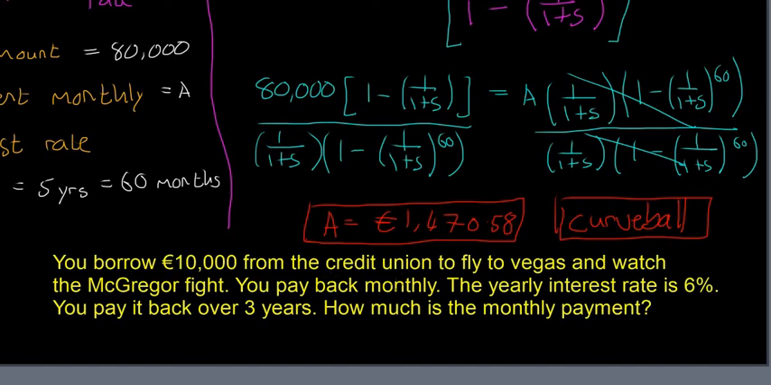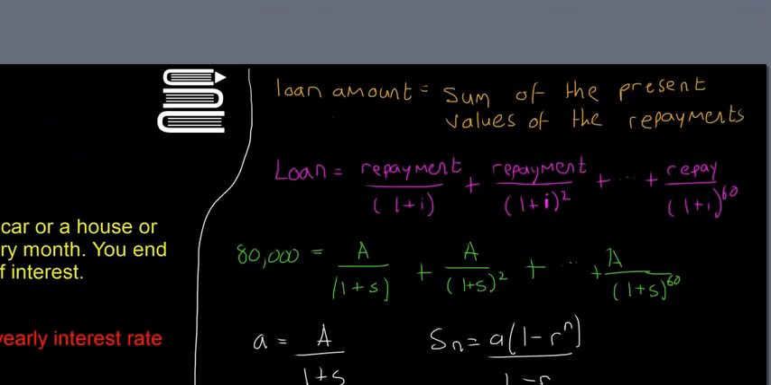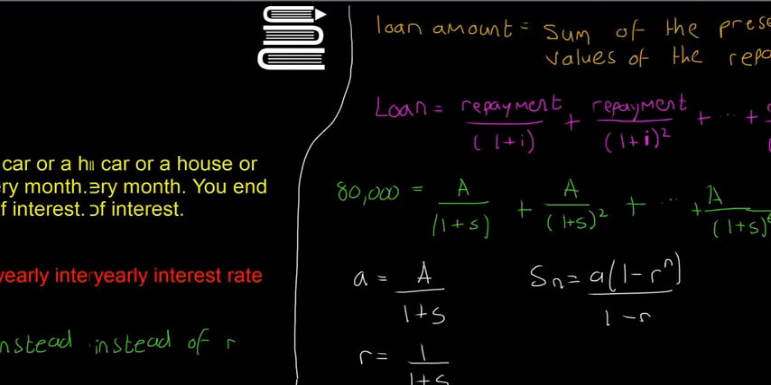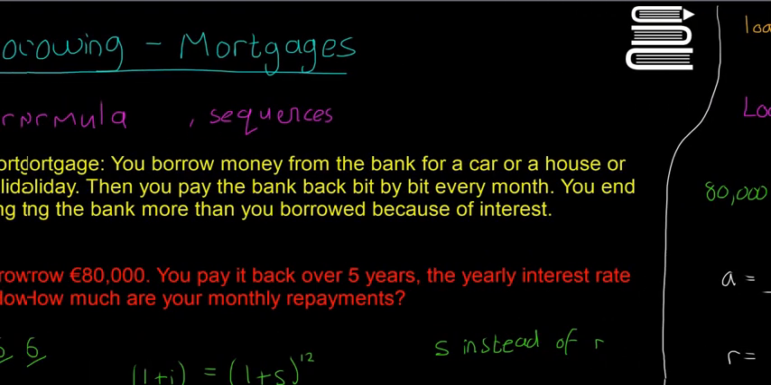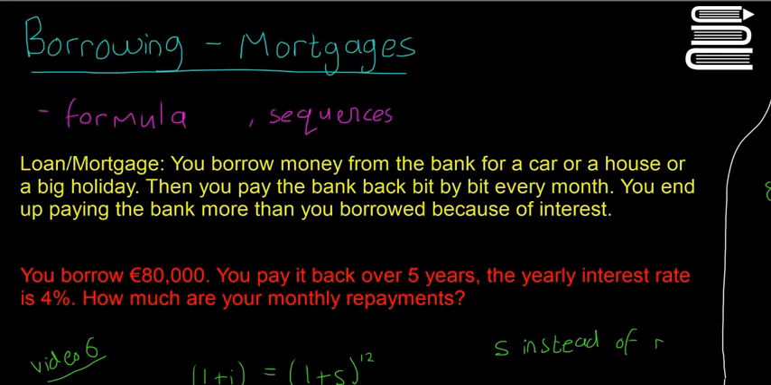So you borrow 10,000 euro from the credit union to fly to Vegas and watch Conor McGregor fight. Then you want to pay the credit union back monthly. The yearly interest rate is 6%. You pay it back over 3 years, and how much is the monthly repayment? So it's going to be really similar to that first example we did over here, this one in the red, it's just different numbers really. And that's a lot of the time what you're going to get with these monthly mortgage payments. They're going to be really similar, just different numbers.